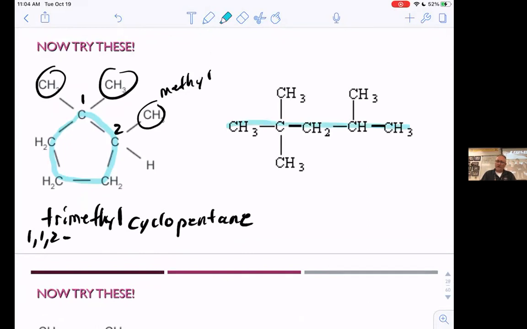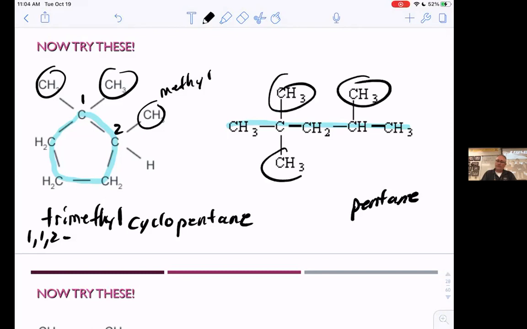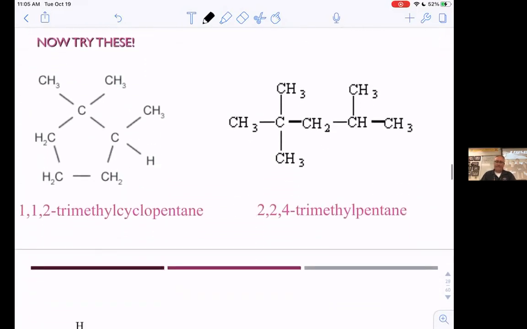Here, 1, 2, 3, 4, 5. So pent, ane, with 3 things on it. That'll be trimethyl. And they're on the 1, 2, 3, 4. So this would be 2,2,4-trimethylpentane. Yeah. So there's those 2.